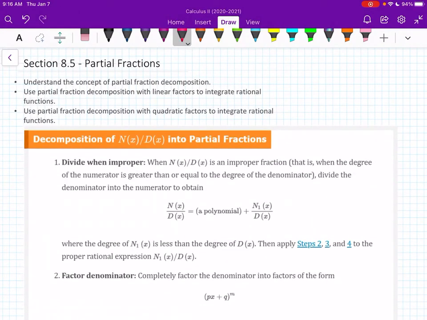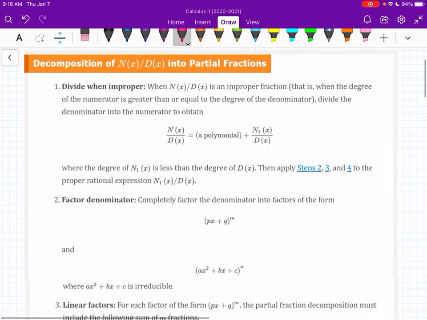Welcome. Today's video we're talking about partial fractions, and so we've already kind of started this discussion and talked about one example, but we're going to go into more depth and you're going to get some practice. So today we're going to talk about how we can decompose rational expressions into partial fractions to help us integrate easier. We're going to do linear factors today, and then we'll do quadratic factors next lesson.